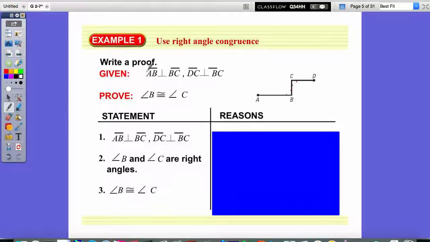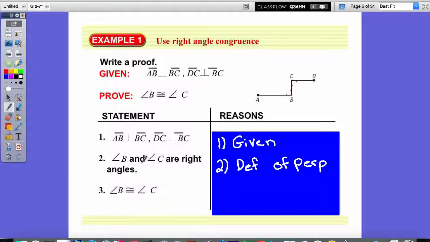So this proof shows that segment AB is perpendicular to BC and DC is perpendicular to BC. Okay, so our reason is given. Now, since we're using the word perpendicular here, although we're using a symbol, it stands for the word perpendicular, we want to think about what does perpendicular mean. And perpendicular means that when the lines intersect, they form right angles. So angle B and angle C are right angles. That is the definition of perpendicular. This is what perpendicular means.